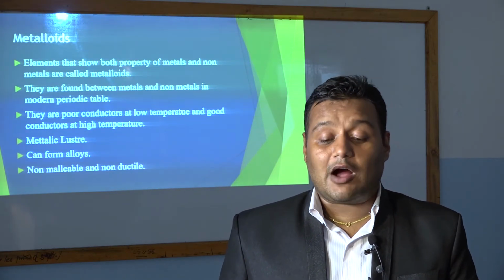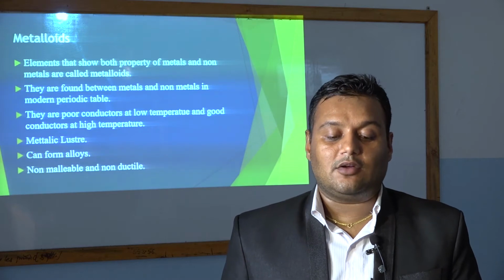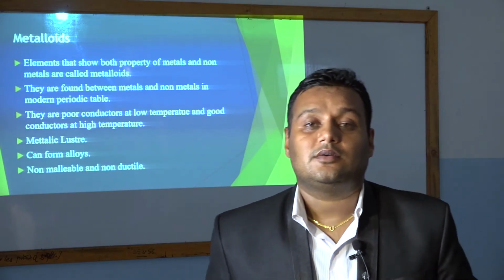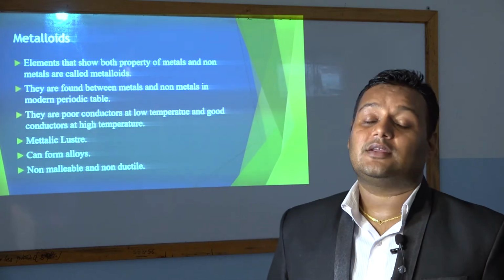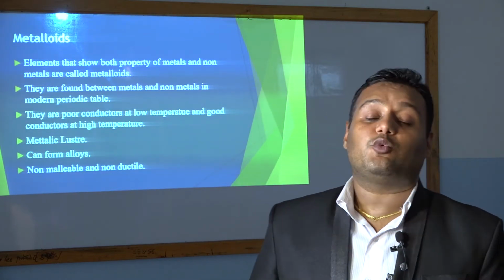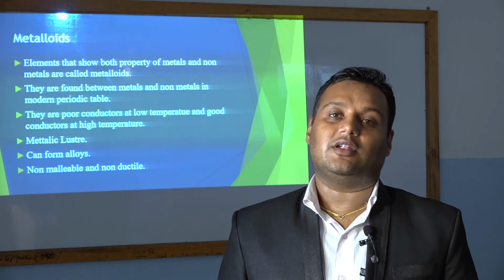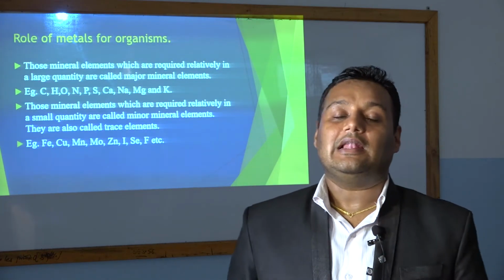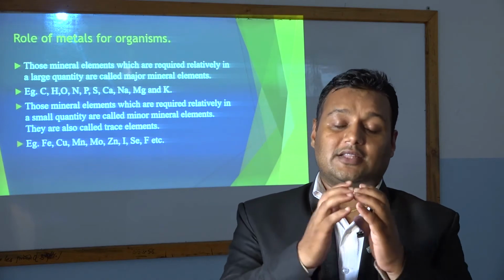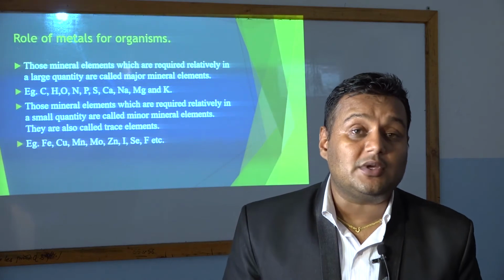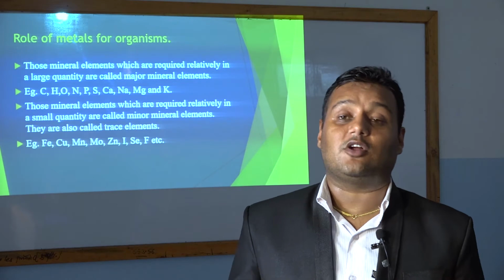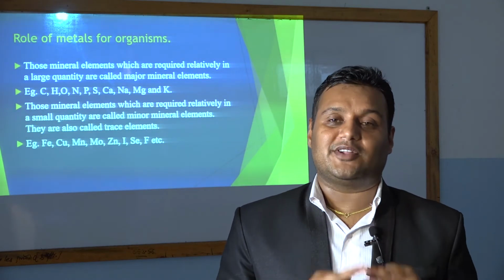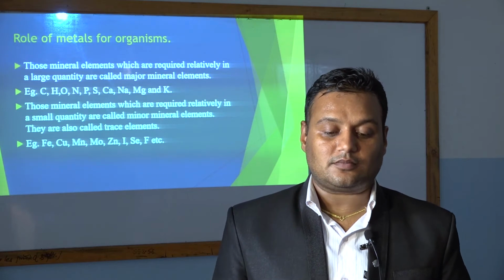They are found between metals and non-metals in the modern periodic table. That means, for your clarity, they are not on the right and they are not on the left. They are positioned in between the positions of metals and non-metals. They are kept at the center of the modern periodic table.